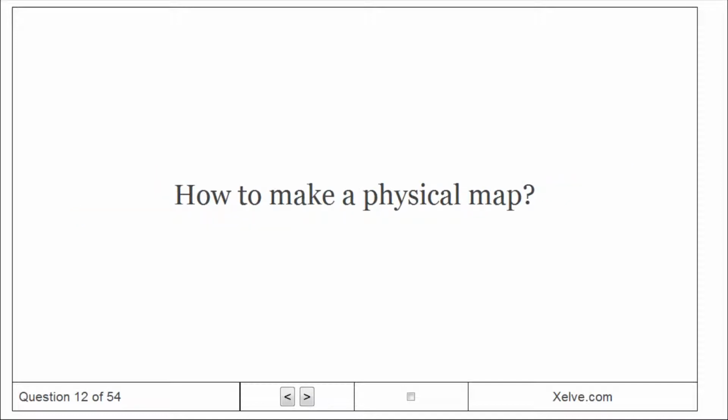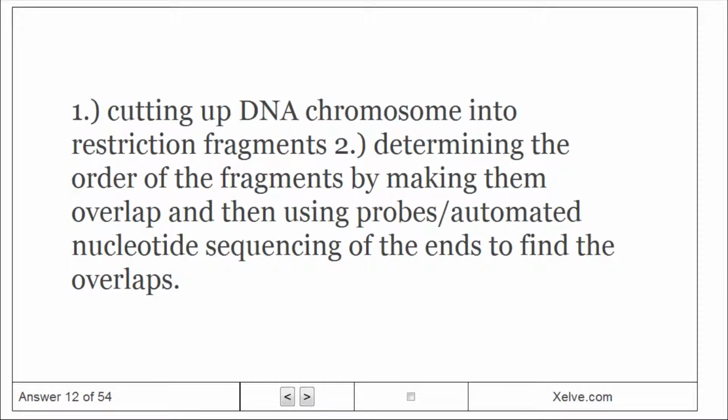How to make a physical map. One, cutting up the DNA chromosome into restriction fragments. Two, determining the order of the fragments by making them overlap and then using probes, automated nucleotide sequencing of the ends to find the overlaps.